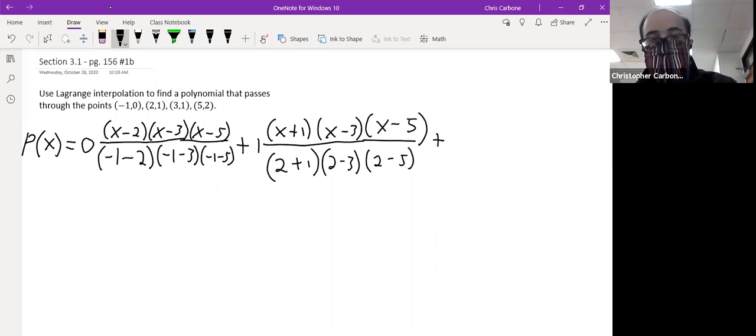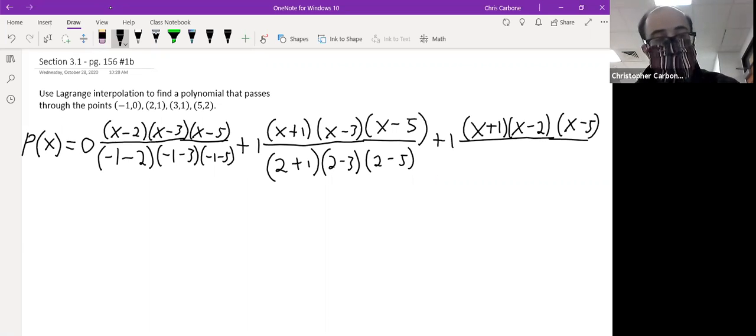We have another +1 times, so this is going to be x plus 1 times x minus 2 times x minus 5 divided by, let's see, we're just on that 3, 1 point, so this is going to be 3 plus 1 times 3 minus 2 times 3 minus 5.